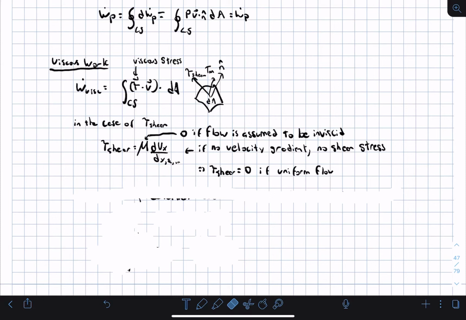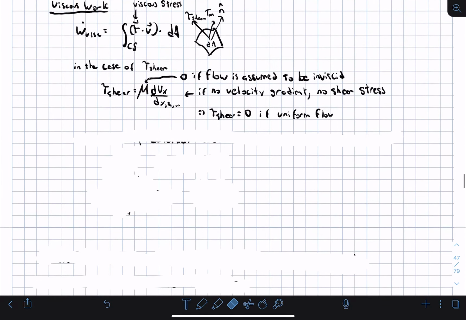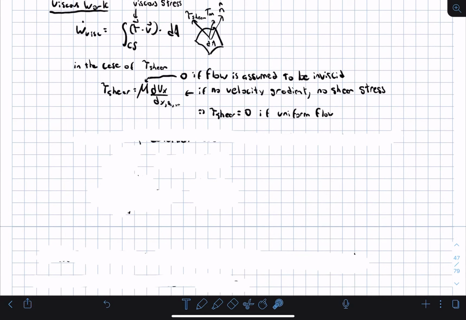Okay, and so that also implies that if there's no velocity gradients and you have a uniform flow, then the shear stress is 0 for a uniform flow. Okay, now later on in class, we will be assuming uniform flow, but we are actually going to learn how to correct the energy equation to account for the viscous losses in a pipe, or the viscous work that is lost to the flow in a pipe.